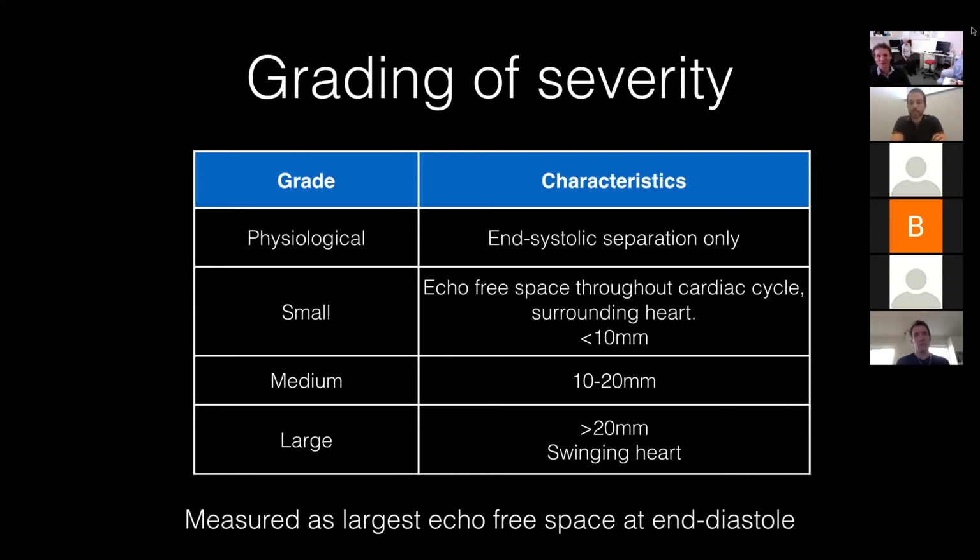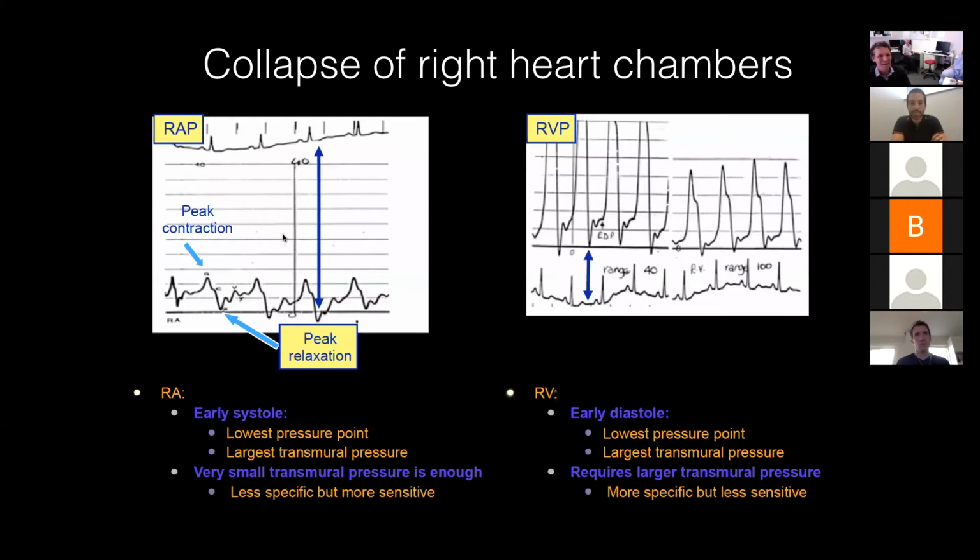Pretty good. Thank you. Okay, and here's the bit I always forget. I always remember that the right ventricle collapses in diastole and the right atrium in systole. If you can try and remember better than me, the right atrium is early systole, as long as you don't have rip-roaring tricuspid regurg. And the right ventricle is early diastole, because that's when you've got the lowest pressure.